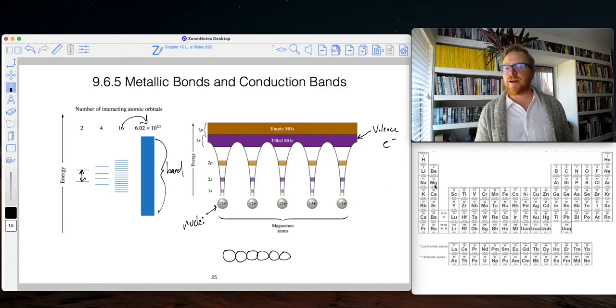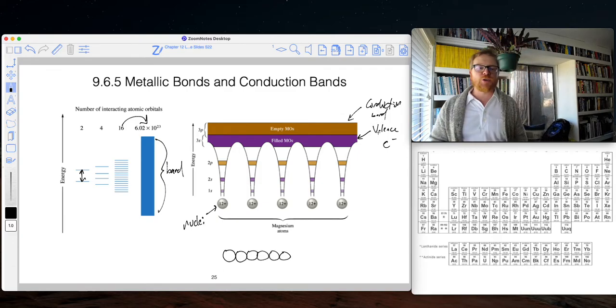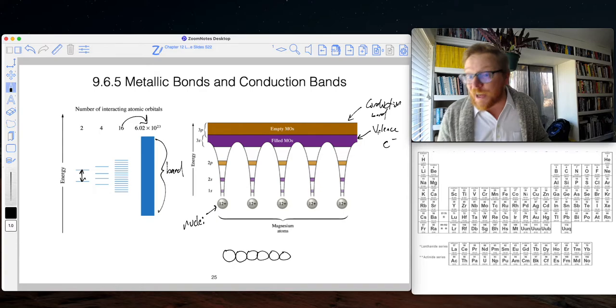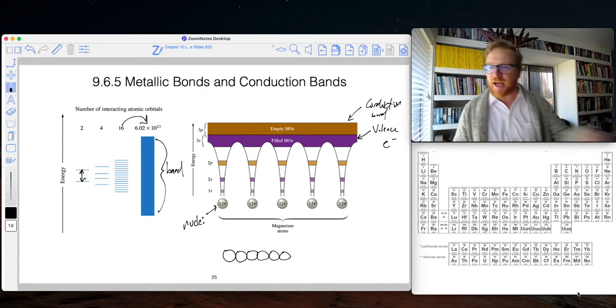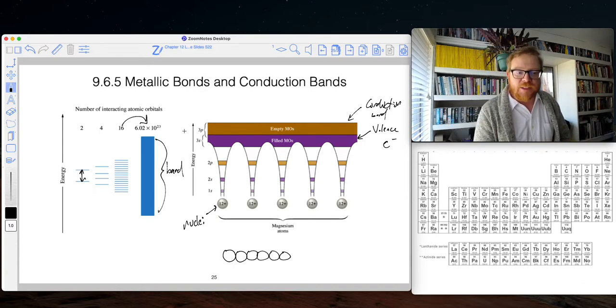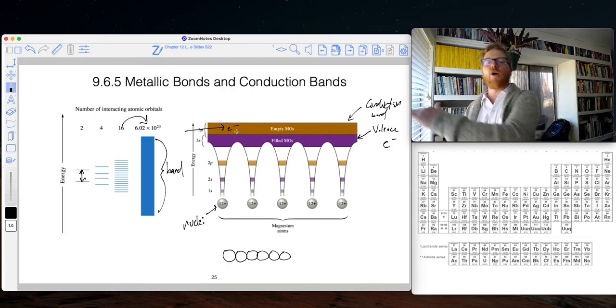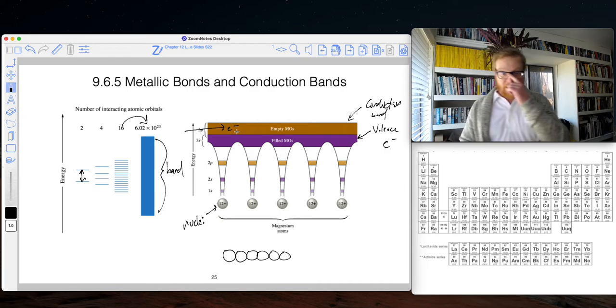Now, if we go to the very next layer above magnesium, 3p, it's empty. And that would represent our conduction band. And if we were to make a wire out of this thing and plug it into a wall, this is where our electrons are going to flow through. They're going to flow through that empty molecular orbital that we know as the conduction band.